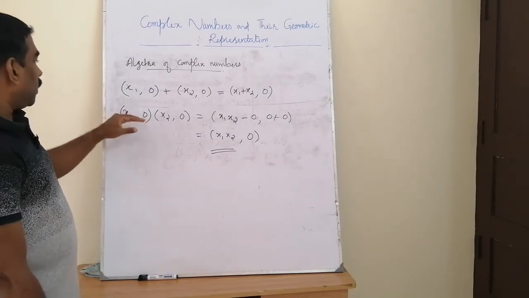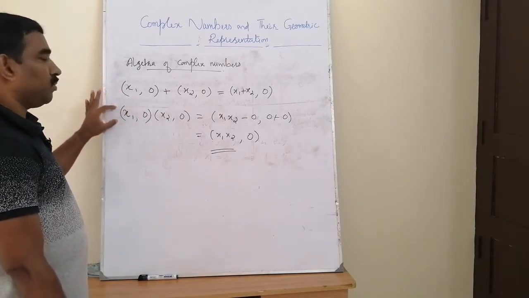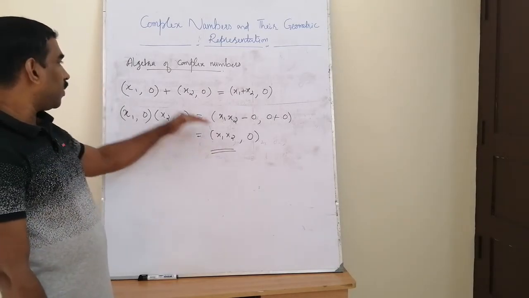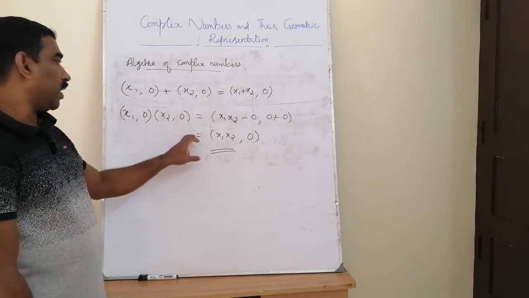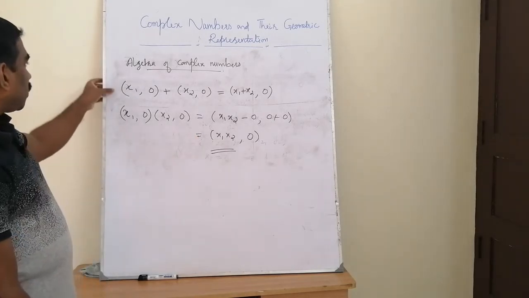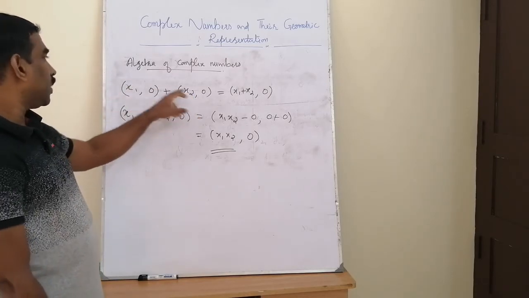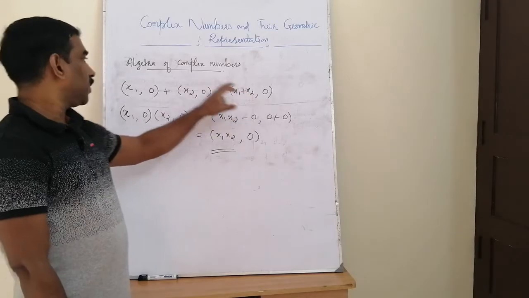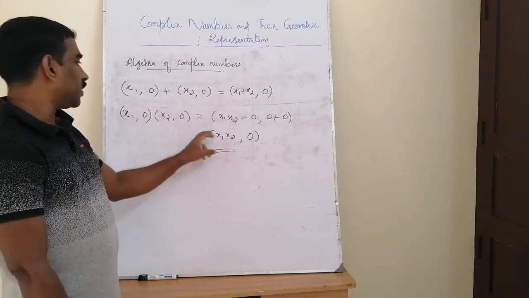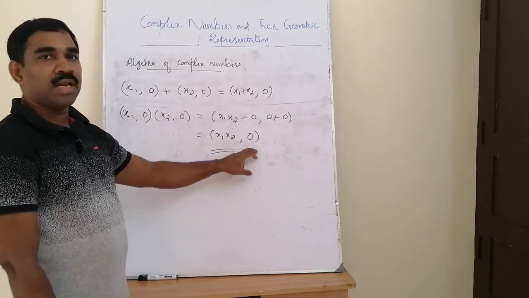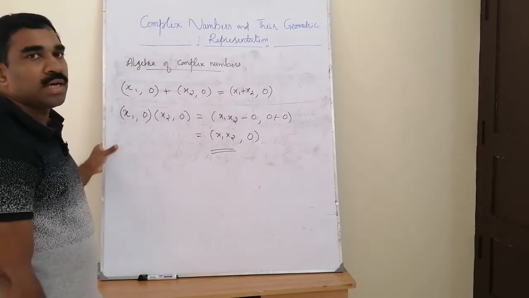That means the operations of addition and multiplication of complex numbers are a natural generalization of the ordinary operations of addition and multiplication of two real numbers, because from the definition of addition and multiplication of complex numbers, we can deduce the corresponding operations in the real number system. That means x1 plus x2 or the product x1 x2 gives the result of ordinary addition and multiplication of real numbers. So we can treat the complex numbers as the natural generalization of real numbers.